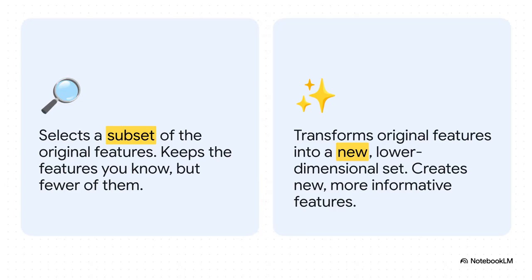Now, inside this world of feature engineering, you've got two main approaches. There's feature selection. That's like going through your pantry and picking out only your best, most flavorful spices. Then there's feature extraction. That's more like taking a few of those spices, grinding them up, and creating a totally new, super potent spice blend. One picks from what you have, the other creates something new.